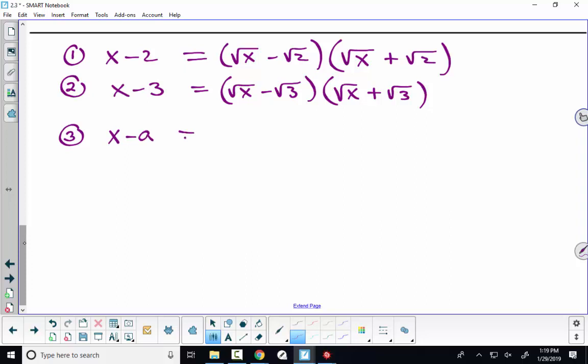So in general, x minus a is root x minus root a times root x plus root a. Again, that method does not always work, but if and when you can notice that pattern, it will be a little bit more efficient. Questions? Can you give us an example where it wouldn't work?